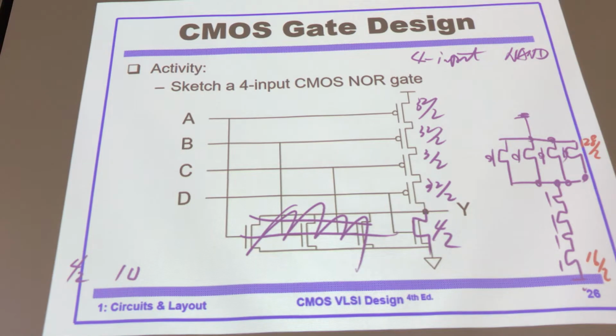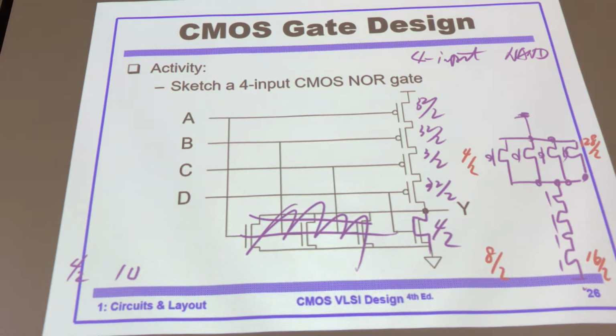Any other answer? PMOS 1 unit, so that's 4 over 2. NMOS 2 units, so 8 over 2. Okay. Any other answer? So how do you derive the answer?